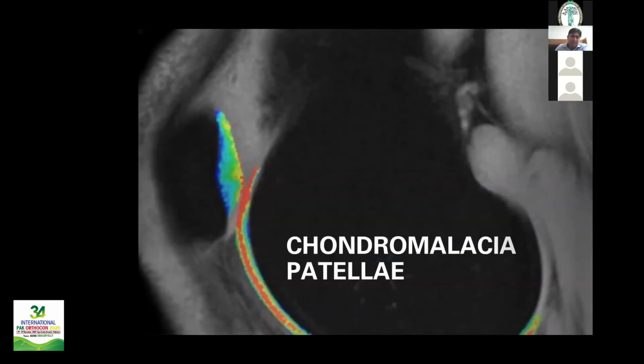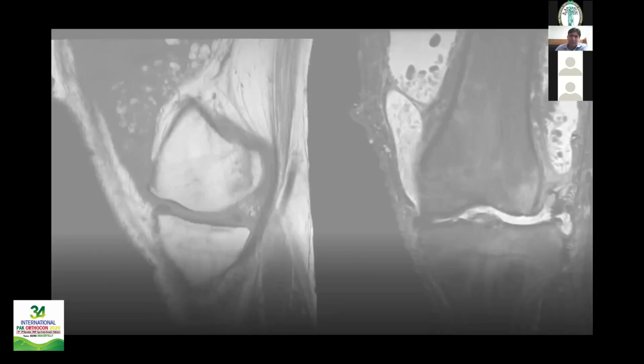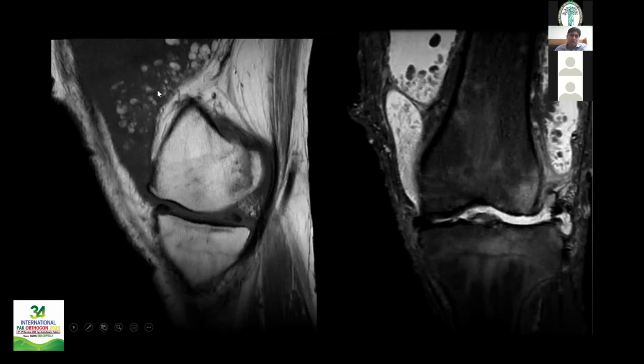Chondromalacia patellae, I will be describing this in my talk on the patellar articular cartilage, so I will skip this. And these are multiple loose bodies. So you can have numerous loose bodies, synovial osteochondromatosis. This was a case of multiple loose bodies.